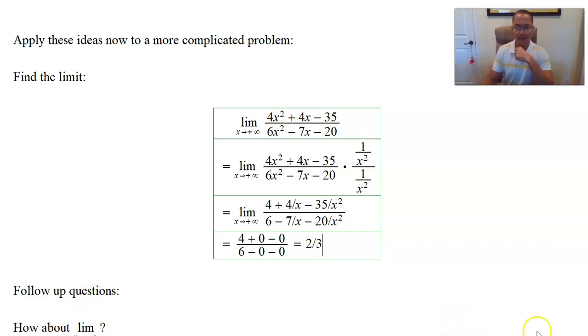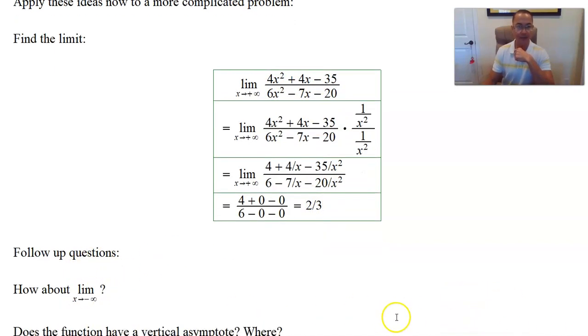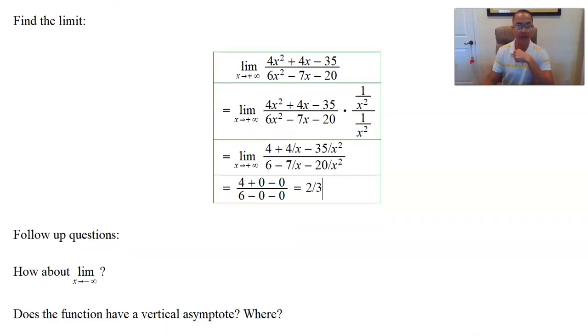Okay, what about minus infinity? The follow-up question, how about negative infinity? And does this have a vertical asymptote? Well, let's see what happens. If this were a minus infinity, this step is just algebra. This step is just algebra. This was the step where we made x larger and larger positively.